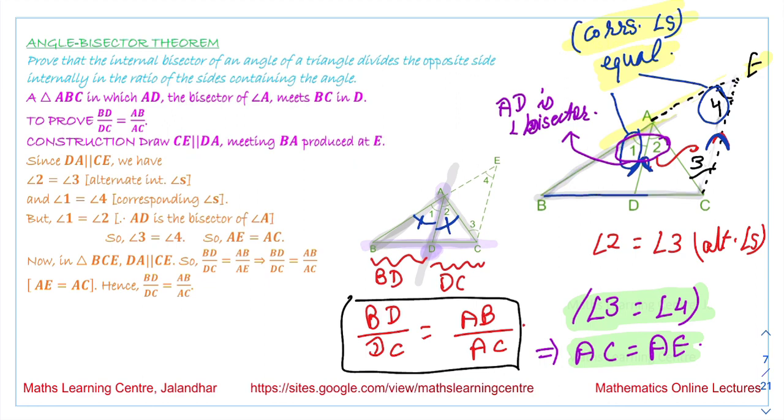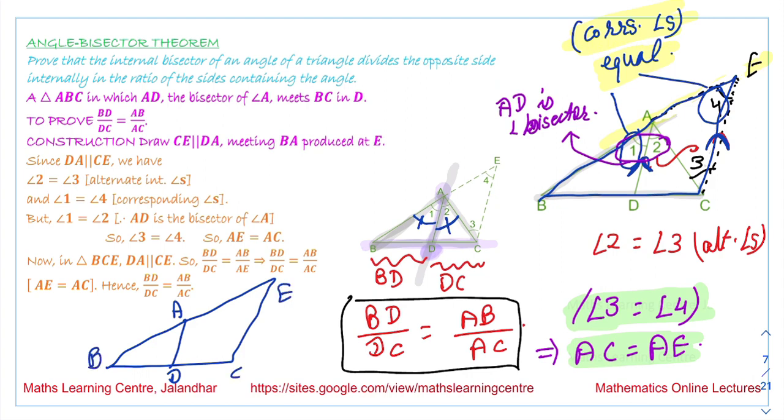Drawing this triangle over here, BCE, this larger triangle we are talking about. We have this DA. I'm again drawing this figure over here. We are talking about this triangle, this DA, and this is CE, and this point is B.